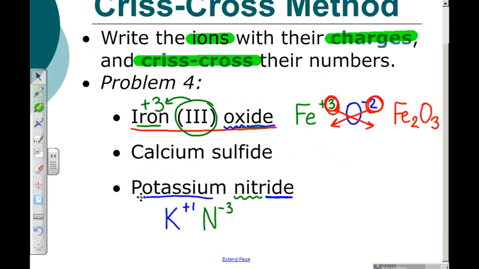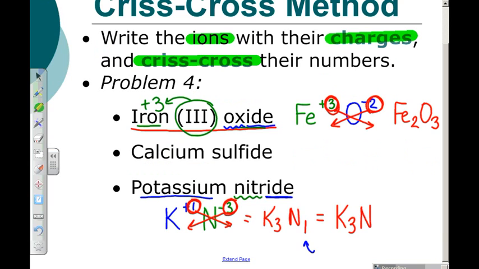What I do now is crisscross. When we crisscross, we take the numbers, circled, and bring those down to be the subscripts. The formula that I would get now is K with a 3 after it. That came from the charge of the nitrogen, and N with a 1 after it. That came from the charge of the potassium. Now hopefully you've learned by now that when you have a subscript of a 1 in a formula, you don't have to show it. So I can write this as just K3N. The 1 is understood. It's kind of like in algebra class. If you just write X, everybody knows you mean 1X. When we don't show a number here, everybody knows we're talking about a 1.